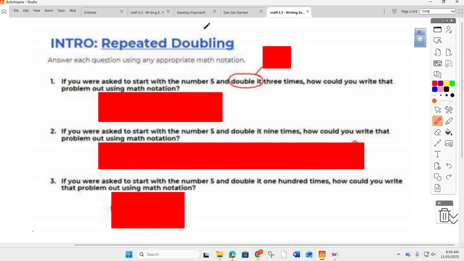How do you double 5 just one time? How do you double 5? Connor? Times it by 2, right? Take out your earpod for me. Yeah, we times it by 2. But if we want to times it by 2 3 times, then we multiply it by 2 3 times. That's all that means. All right?